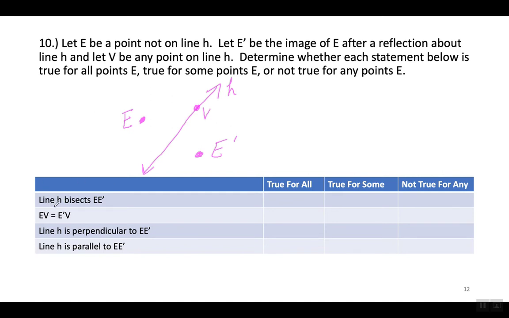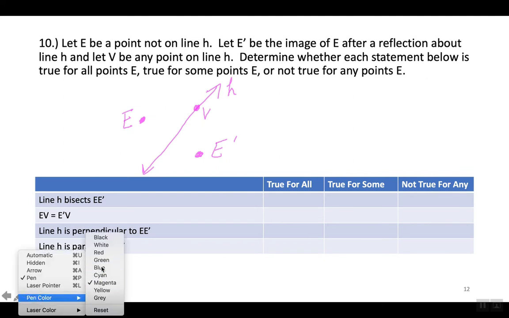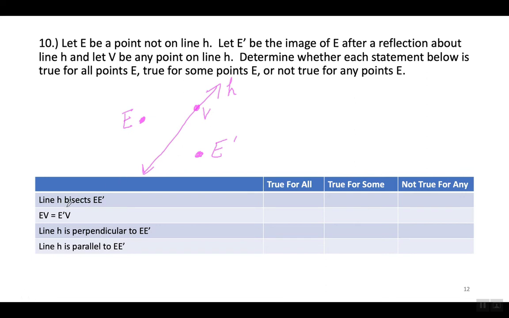Okay, so the first one, line H bisects E prime. Line H bisects E prime. Okay, so let me change up my color of the pen here so I can draw something. Alright, so remember that the word bisects means goes through the middle. Okay, bisects means goes through the middle. So E prime means the distance from here to here.